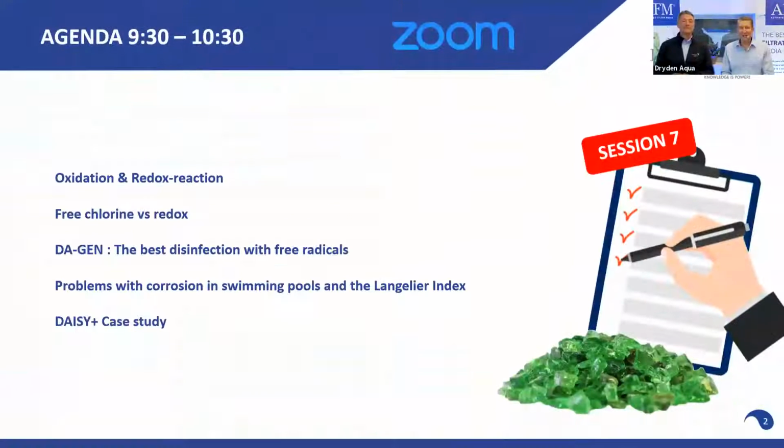In this session on oxidation, we will be talking about oxidation, redox reactions, and free chlorine versus ORP. Then we will talk shortly about our Dryden Aqua generator, which is a hydrolyzer, and explain this a little bit. And then we talk about problems with corrosion. That might be a really interesting topic for you: with our products and without our products, where is corrosion coming from, and which are the parameters that you should control.